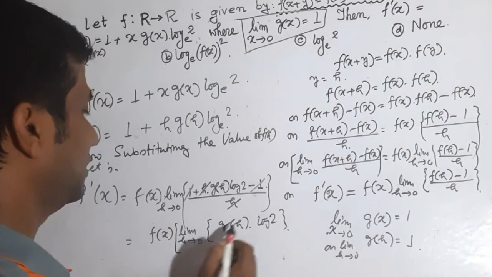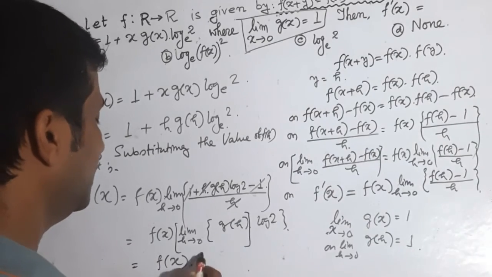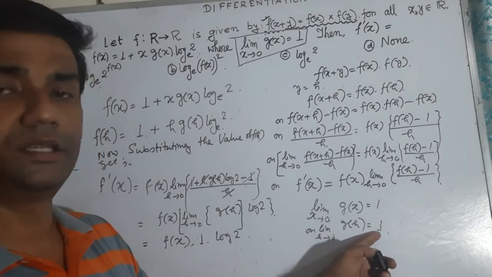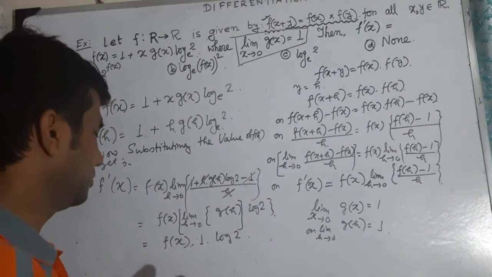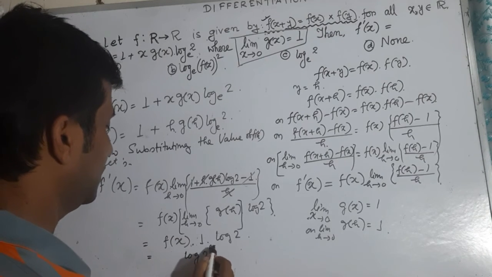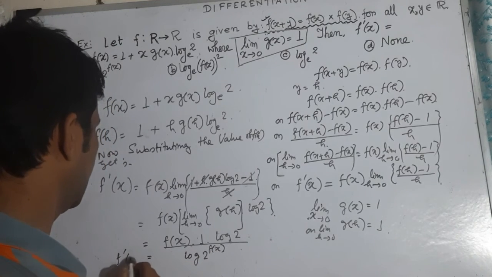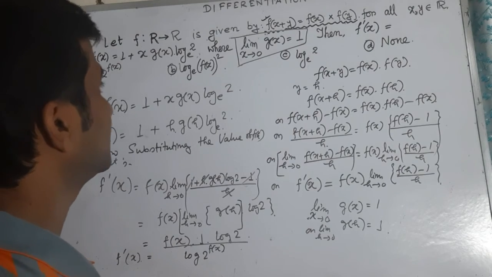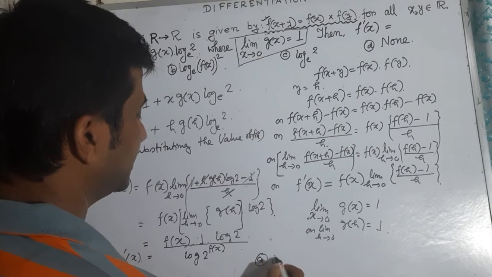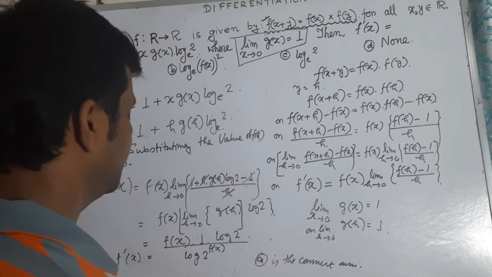So this is equal to f(x) into 1 into log 2, since limit h tends to 0 of g(h) is equal to 1, and from here we get log 2 to the power f(x). From here we get this is log 2 to the power f(x), and this is equal to f dash x. So your required answer is A. So A is the correct answer.